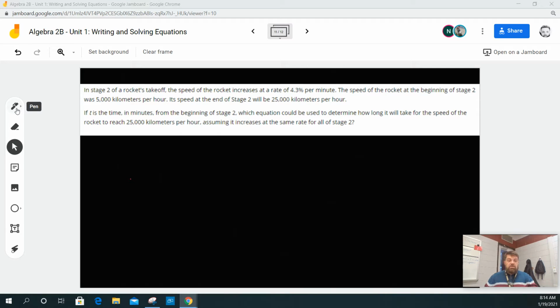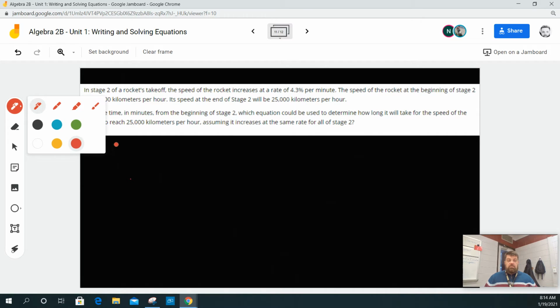Okay, so on this one it says in stage 2, the rocket's takeoff and speed of the rocket increases at a rate of 4.3% per minute. So right away, I'm going to label that. The rate is 4.3%, which is really 0.043. Okay.